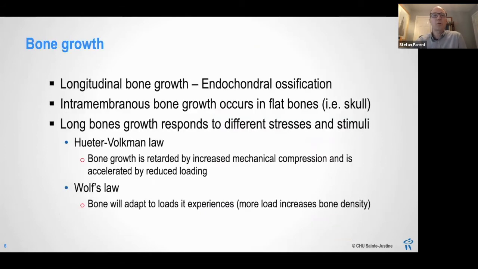We know that longitudinal bone growth goes through endochondral ossification, and then intramembranous bone growth occurs in flat bones, especially in the skull. There's two laws that dictate how bone responds to different stresses and stimuli. Hueter-Volkmann law is stating that basically when you have too much pressure, you decrease growth. If you have too much tension, you will increase growth on that side. Wolff's law is somewhat different. It says that bone will adapt to loads it experiences. So more load will increase the bone density. So those are the things that you will see when you have bone growth and bone changes.